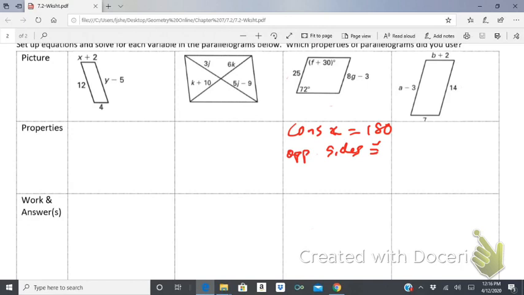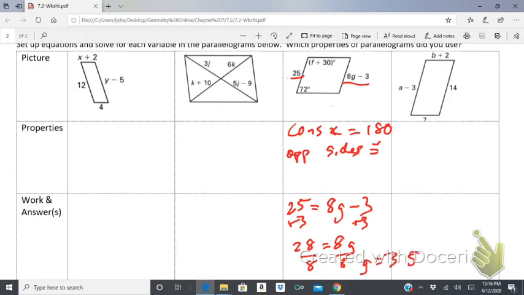And now we're going to go through the other side. The other side is just that these 2 sides are equal to each other because they're across from each other. So I get 25 equals 8g minus 3. So now when I solve this, I'm going to add 3 to both sides. So I'm going to get 28 equals 8g. When I divide each side by 8, I get g equals, I believe, 3.5, right? 3.5. So I get g equals 3.5. All of these questions are pretty much done the same.